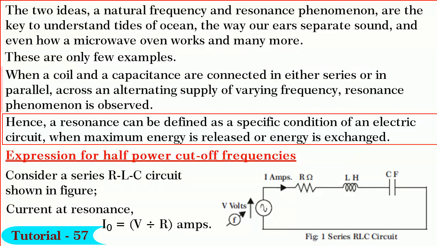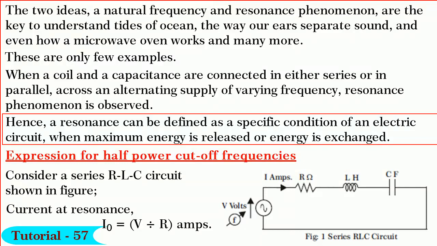When a coil and a capacitance are connected in either series or parallel across an alternating supply of varying frequency, resonance phenomenon is observed. Hence, resonance can be defined as a specific condition of an electric circuit when maximum energy is released or exchanged. Hope you understood it.